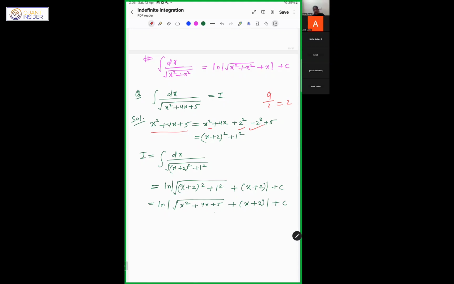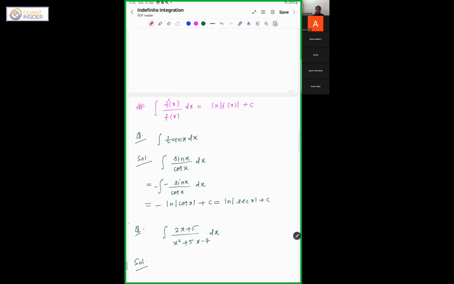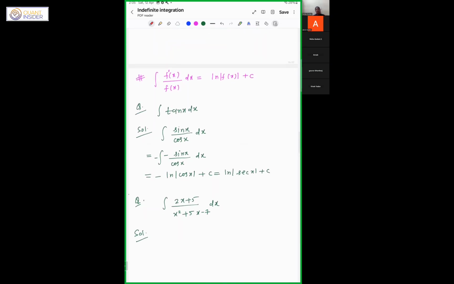So what will you get? These three terms are giving x plus 2 whole square, and then minus 2 square plus 5 is plus 1. So this is plus 1 square. So in this case your a is 1 and x is replaced with x plus 2. Okay, so you can apply the formula. So is this okay? Are you all comfortable with this and can apply these formulas, such identities, in such questions?